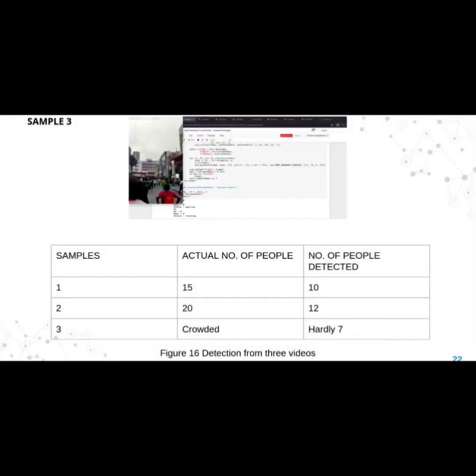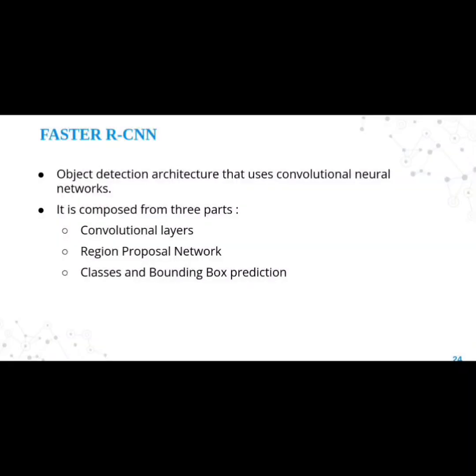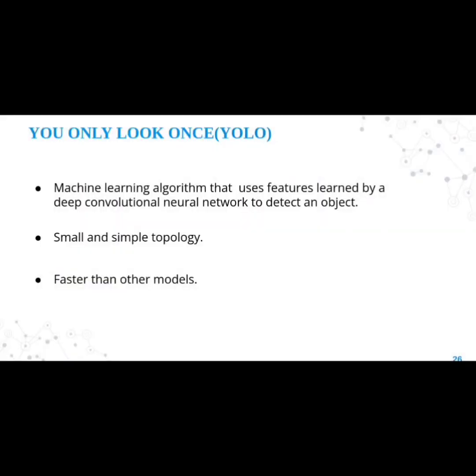Phase 2: Comparison between faster RCNN and YOLO. People counting using YOLO model. Faster RCNN is an object detection architecture that uses a convolutional neural network. It is a two-stage algorithm. These are the results of faster RCNN. Next is YOLO. YOLO is a machine learning algorithm that uses features learned by a deep learning neural network to detect an object. These are the results.